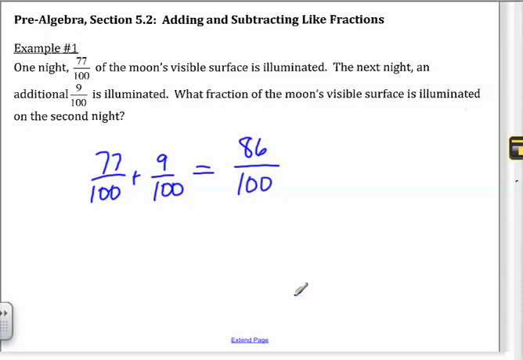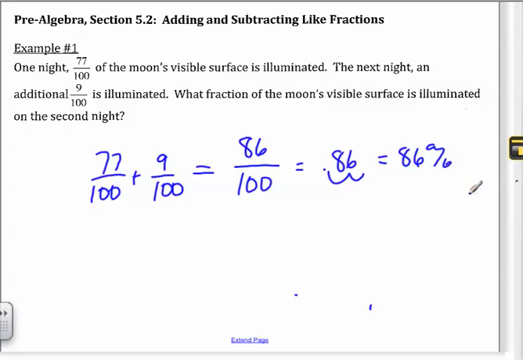Well, the first night it was 77 of the 100 parts, 77%. The second night it was an additional 9 1/100ths, or an additional 9%. And so we just add those together since they are both percents. They both have a denominator of 100. Okay? So, interesting, 86%. We would write that as a decimal, 0.86, just as a little extra knowledge. They didn't want us to do that. And remember, as a percent, we multiply by 100. So we would say, move it two places, and we'd get 86%. That little sign means percent.